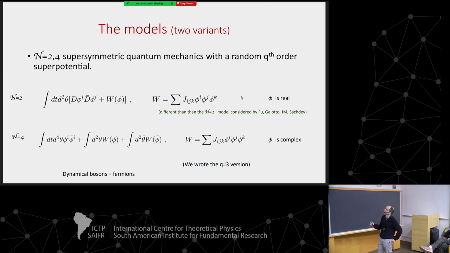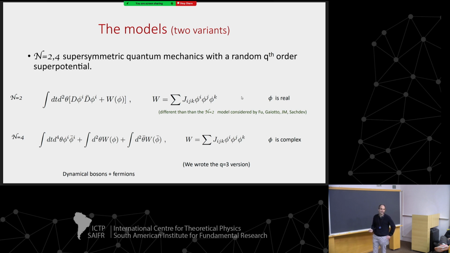In this model, phi is real. In this model, phi is complex, and so these j's are also complex. And we can have here degree 3 or degree q in general. So there is a version of this model with degree q. This is similar to the standard SYK. Previously, we had considered an N equal to 2 model, but which had only fermions. This model is different because it has dynamical bosons and fermions. OK, so that's the model.